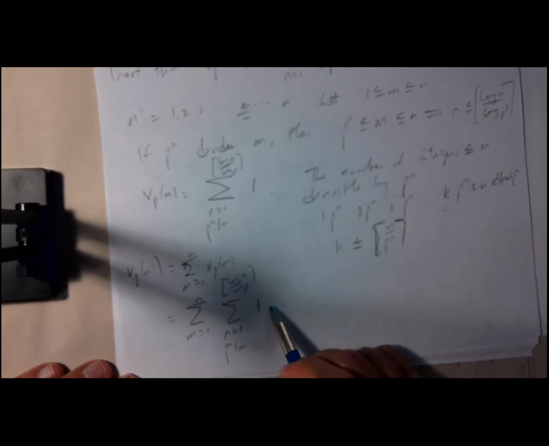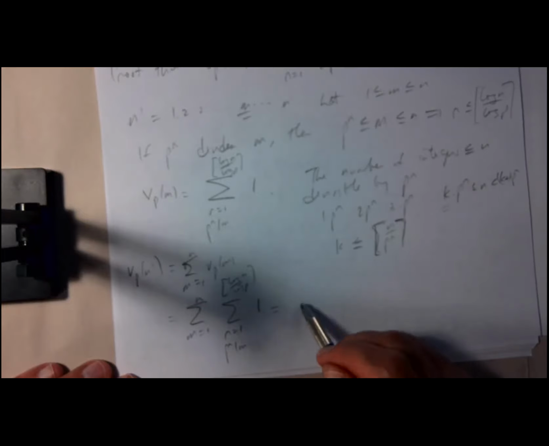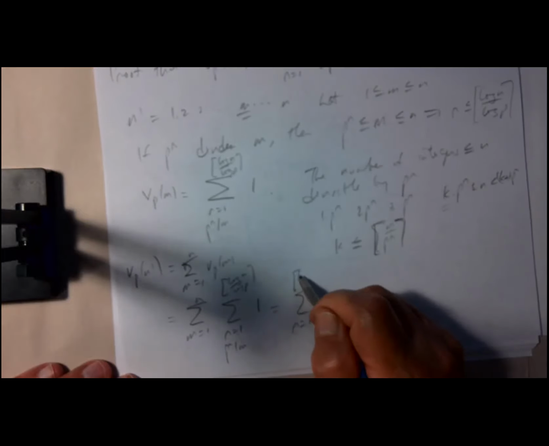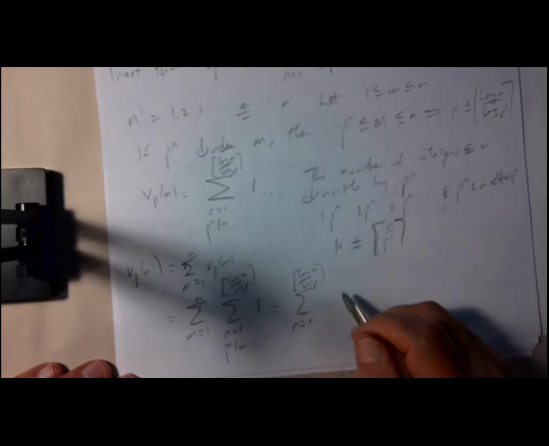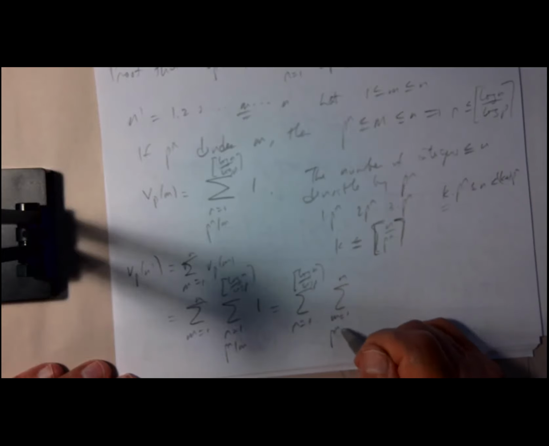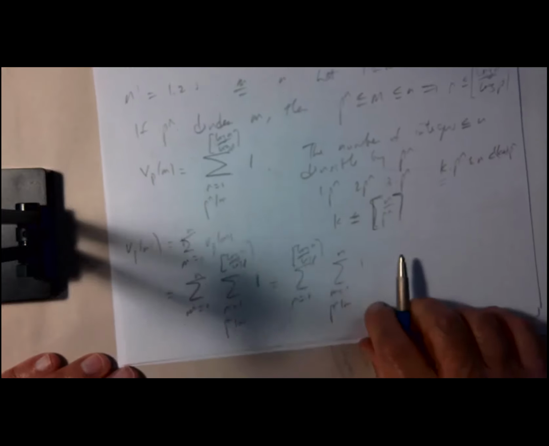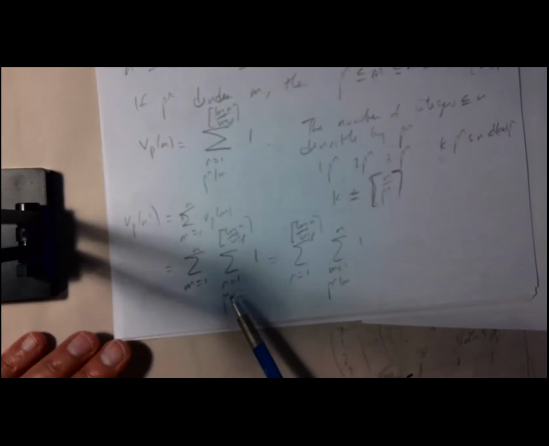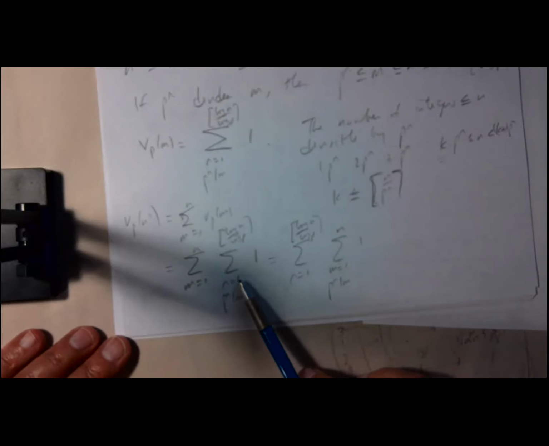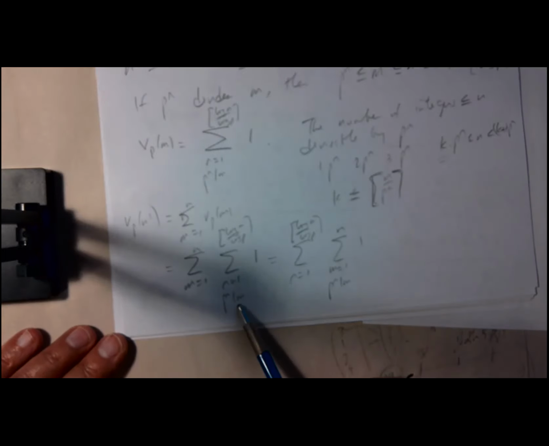Let me interchange my summation. This is the sum r goes from 1 to log n over log p, of the sum m goes from 1 up to n, of 1 for all m where p to the r divides m. Let me just try to explain what this means. For every m from 1 up to n, we look at the number of r's up to log n over log p where p to the r divides m. So r goes from 1 up to log n over log p, and whenever you have a number m where p to the r divides m, you get 1.